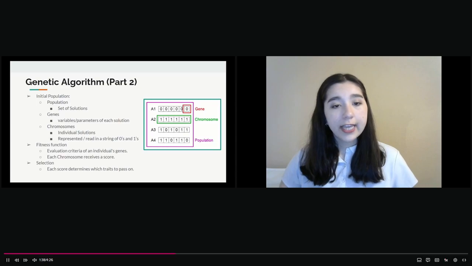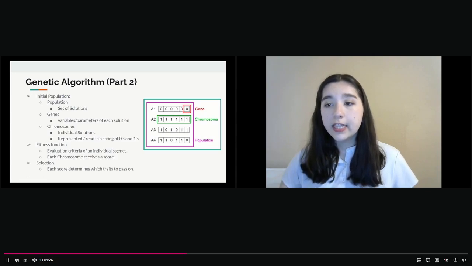The image to the side more distinctly represents the initial population and its terms. So here we can see that there is a 0, which is referred to as a gene. And as either a 0 or a 1, a string of these would form a chromosome. And then a set of these chromosomes, such as A1, A2, A3, A4, make a whole population.